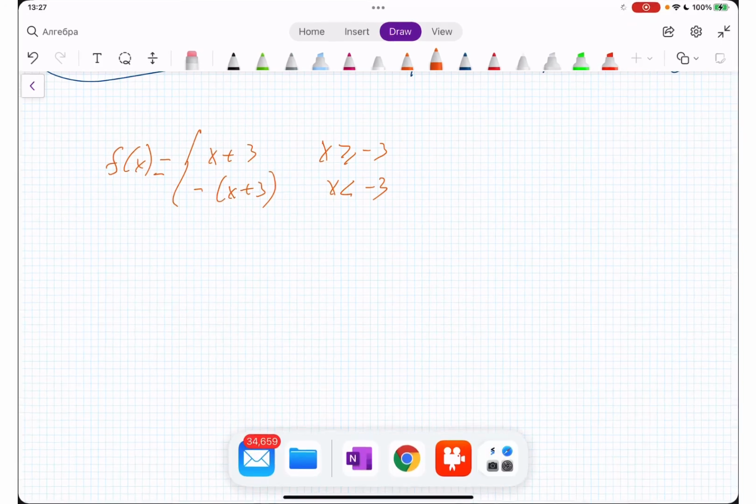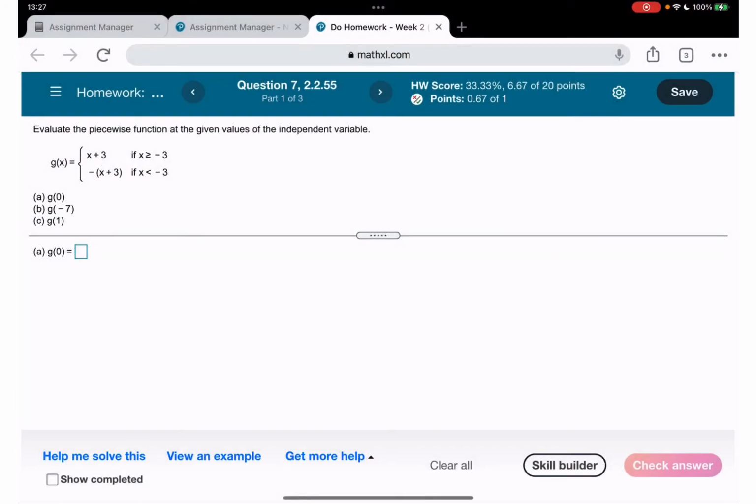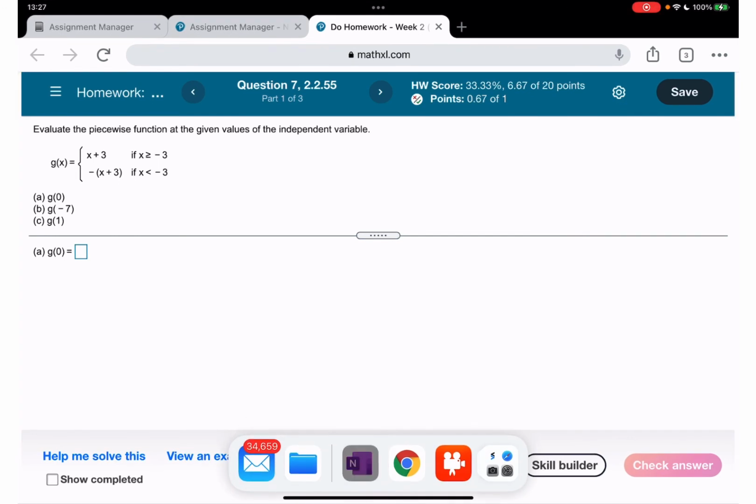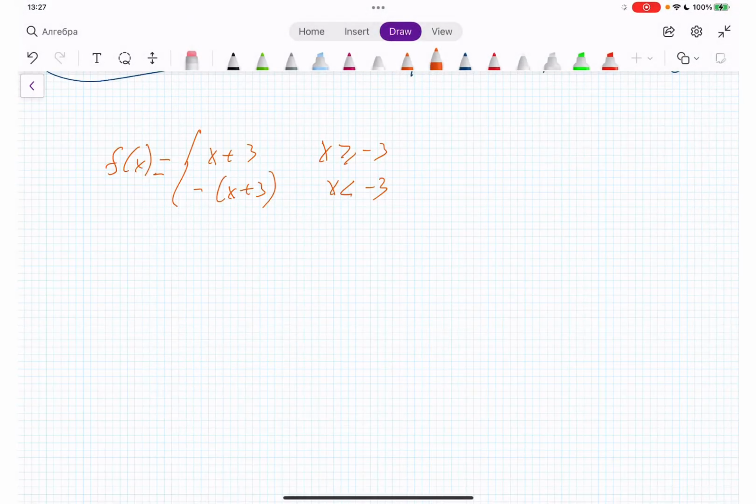Okay, so what are our conditions here? What do we need to figure out? The g of 0. I put f of 0, doesn't matter. Let it be g, so it won't confuse you. Let's take care of 0 right now.